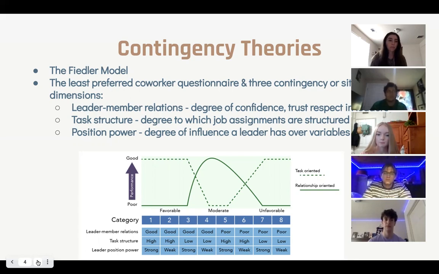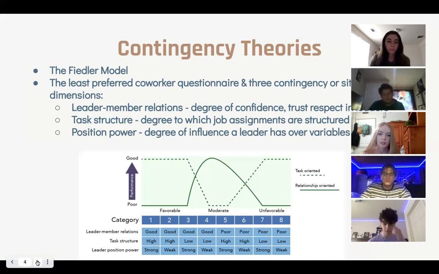Leader-member relations is the degree of confidence, trust, and respect followers have in their leader. Task structure is the degree to which job assignments are structured, and position power is the degree of influence a leader has over power variables, such as their wages and their schedule. A favorable situation where the leader has a great deal of control might include a manager with respect and confidence in employees, clear and specific activities, and freedom to reward and punish their employees. In the graph shown below, favorable situations are on the left and unfavorable are to the right.